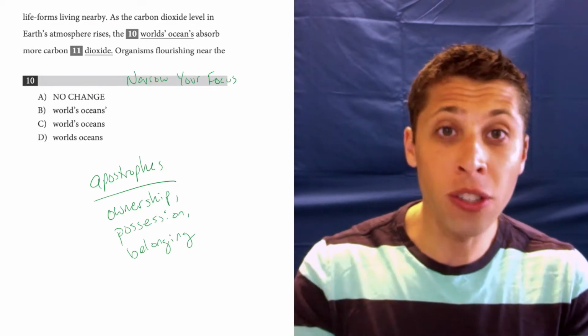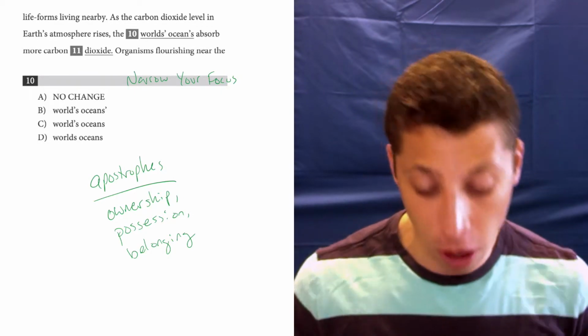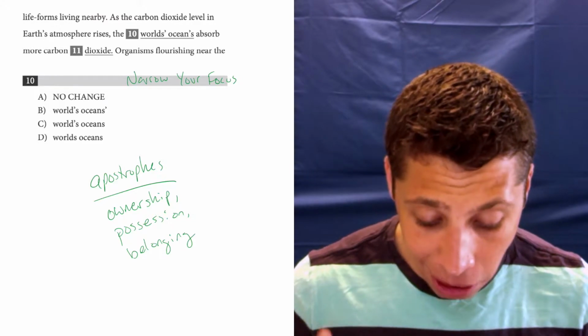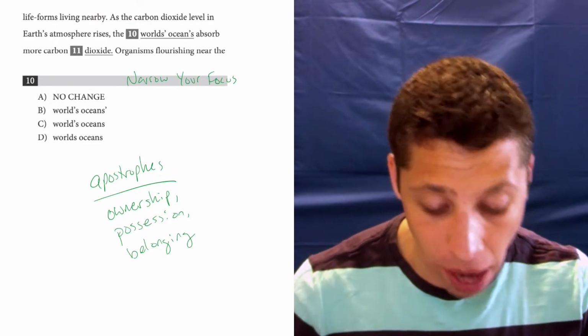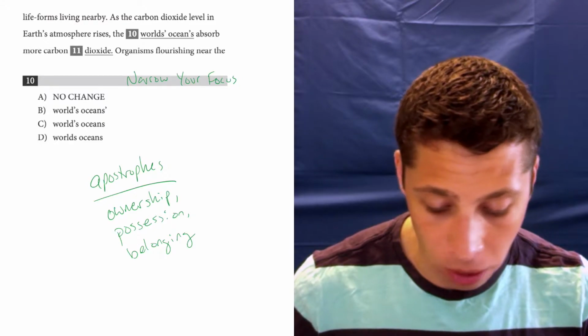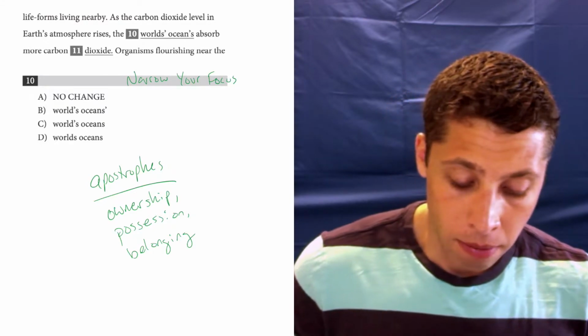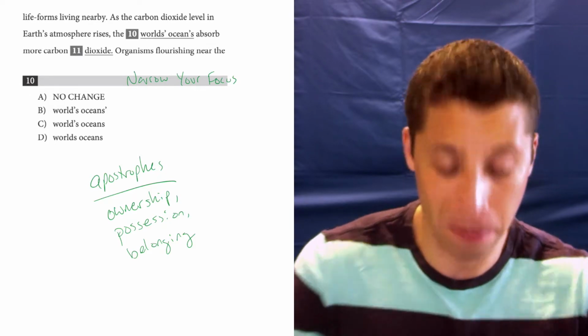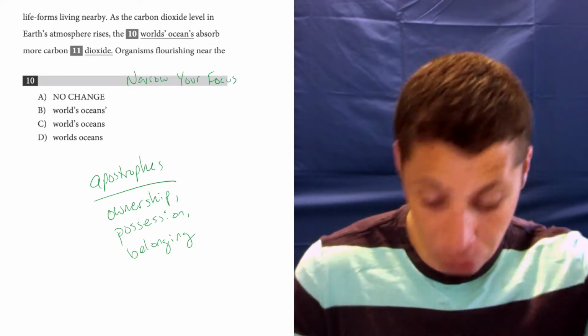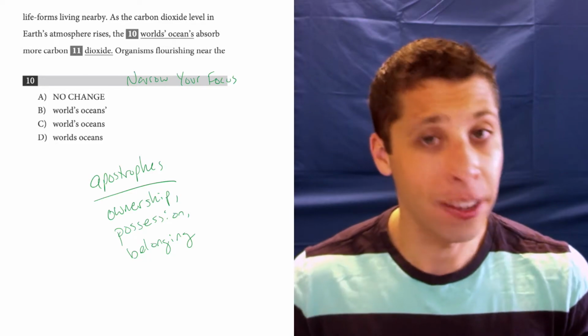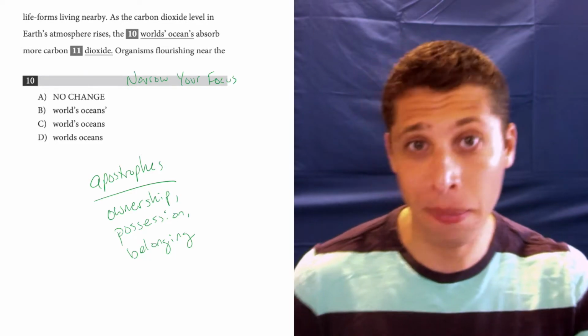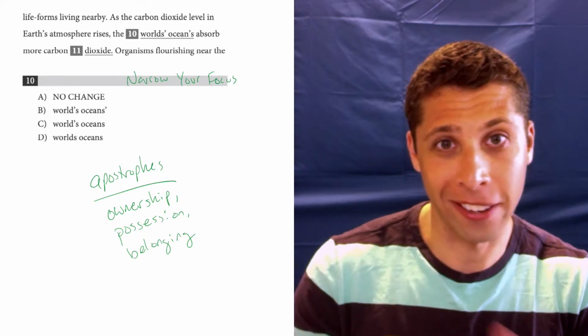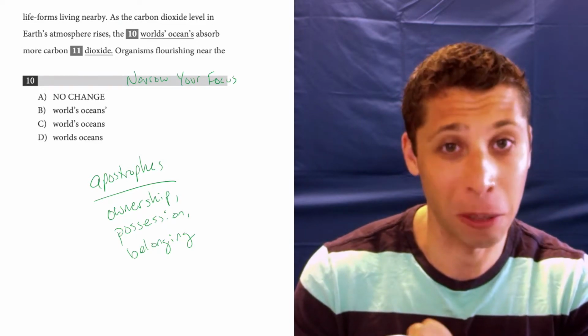So let's look at oceans first. Do the oceans own anything? Does something belong to them? As the carbon dioxide level in Earth's atmosphere rises, the world's oceans absorb more carbon dioxide. They don't own anything. The oceans don't have something, right? The oceans do something. They absorb more carbon dioxide. And there's a difference there because they're doing something, they're not having something. They're not owning or possessing in terms of the grammar.